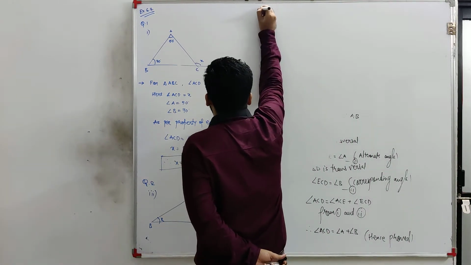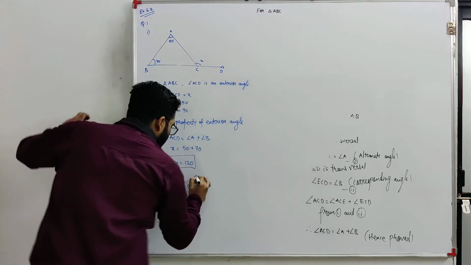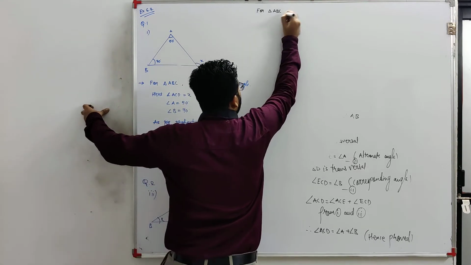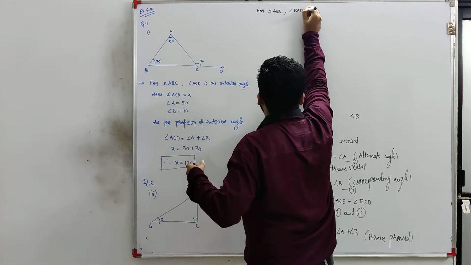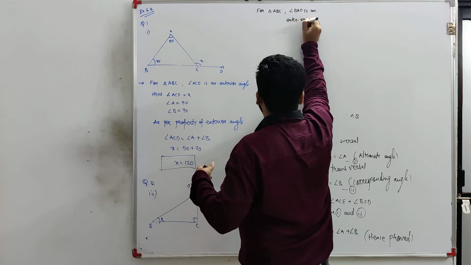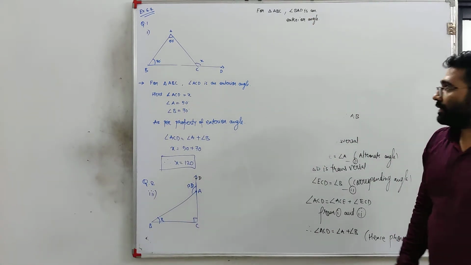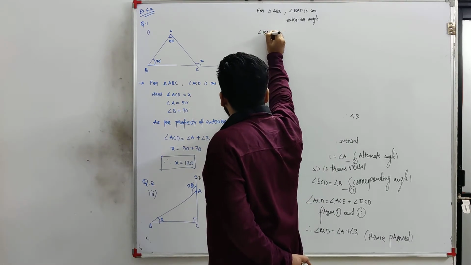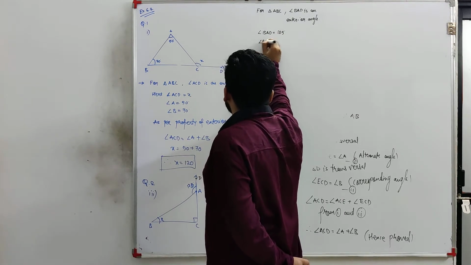I am writing like this: for triangle ABC, if I take this one as D, I can write angle BAD is an exterior angle. Now, as per the property of exterior angle, but before that I am mentioning everything: angle BAD is equal to 125 degree. Angle B is equal to x.